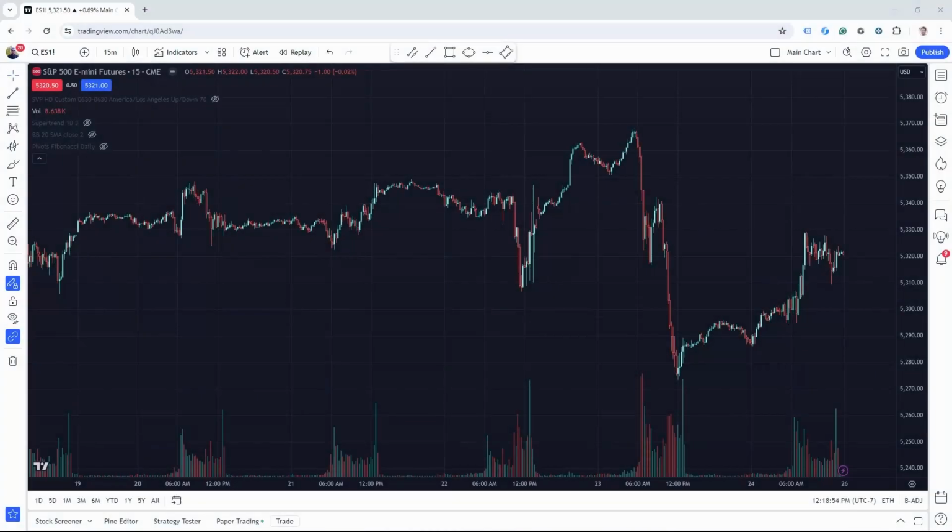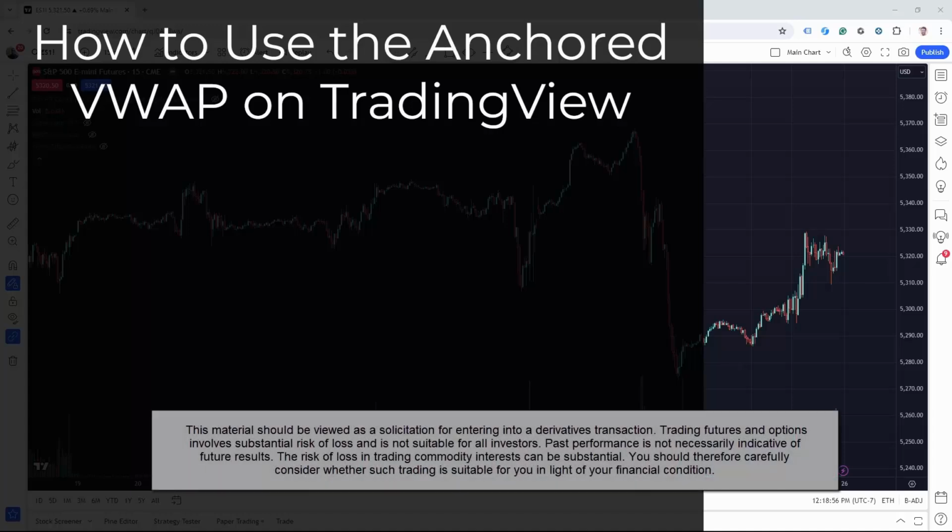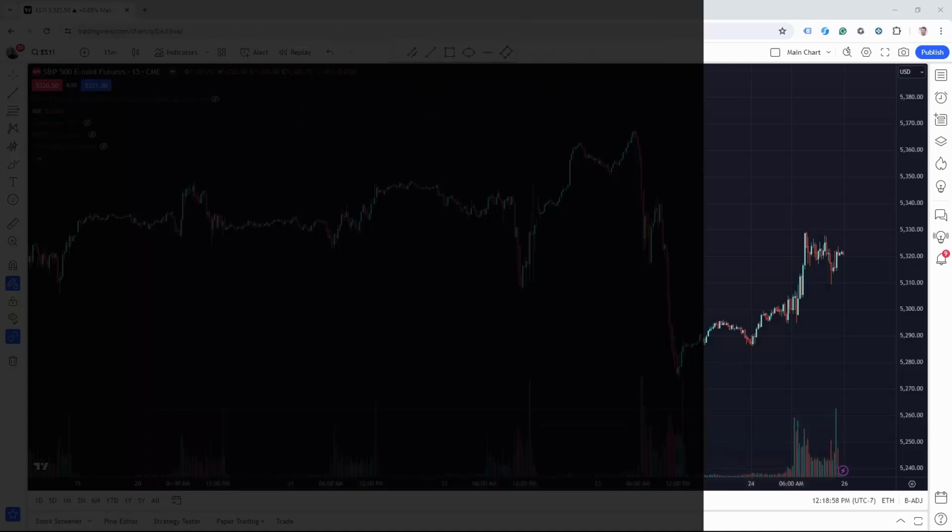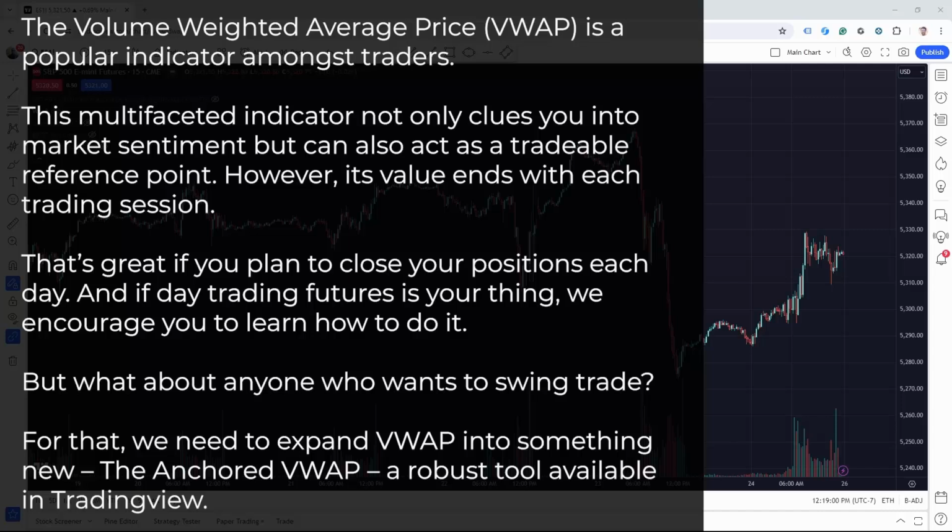Everyone. In today's video, we'll be going over how to use the Anchored VWAP on TradingView. The volume weighted average price, also known as VWAP, is a popular indicator amongst traders. This indicator not only clues you into market sentiment, but can also act as a tradable reference point. However, its value ends with each trading session.